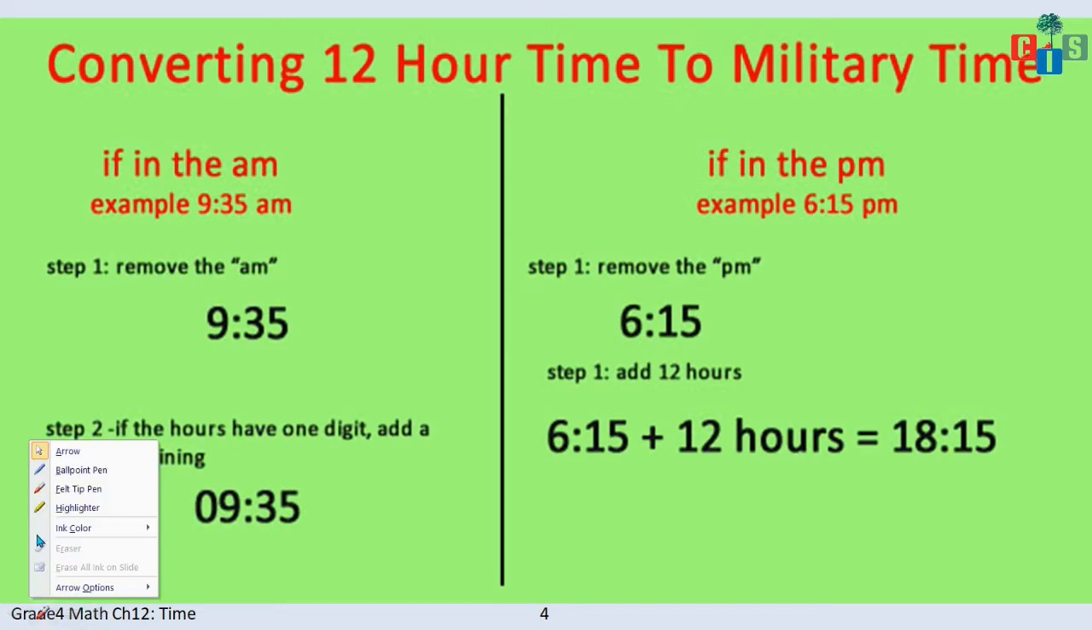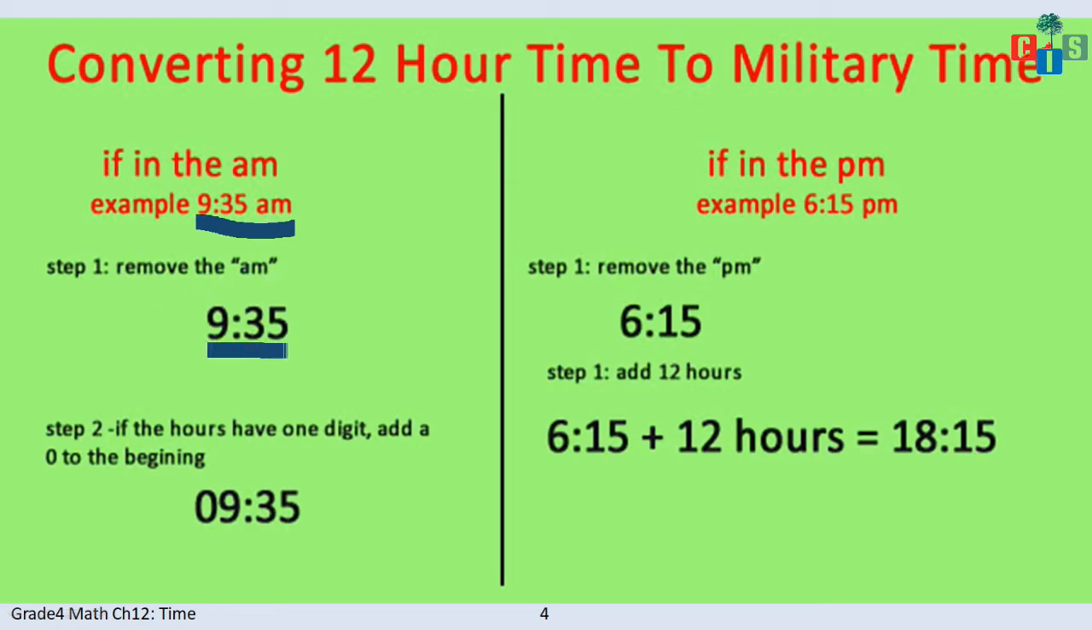Okay, now if I say you have to write the 24 hours time, and you have been given the time of 9:35 a.m. This is the time given to you. AM means morning. Fine. So if it's AM, you will remove the AM and you will only write 9:35. Okay, and your answer will be 0935.